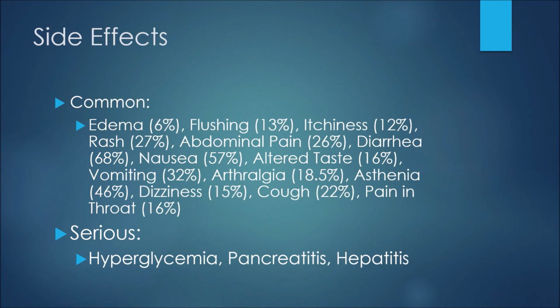Vomiting may occur in 32% of patients, and 18.5% of patients may experience arthralgia or joint pain. Asthenia or abnormal weakness happens 46% of the time, and dizziness 15% of the time. 22% of patients may experience a cough, and 16% may experience pain in the throat. More serious side effects may be hyperglycemia or high blood sugar, pancreatitis, or hepatitis.